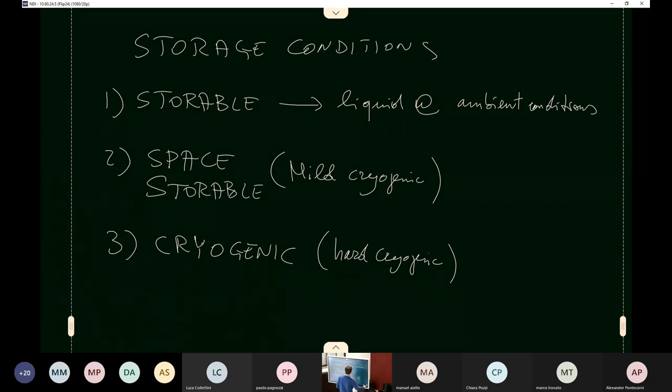So, given this classification about storage, we say that we have two classifications of propellant: storable or cryogenic. In general, we have seen these three possible classifications for storage, but in general, we can also say that we have storable versus cryogenic propellants. We will consider, even if oxygen can be considered space storable, we will call it a cryogenic propellant commonly.